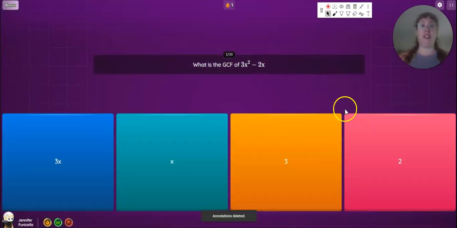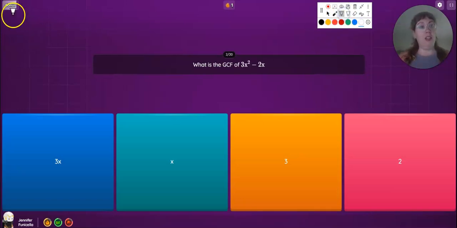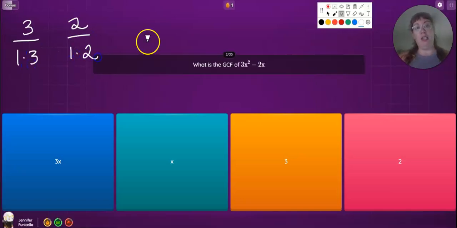Question 2, what is the GCF of 3x squared minus 2x? So we can first just think about 3 and 2. Now these are both prime numbers, so 3 is just 1 times 3 and 2 is 1 times 2. So the greatest factor is actually just a 1. So that's not going to change anything.